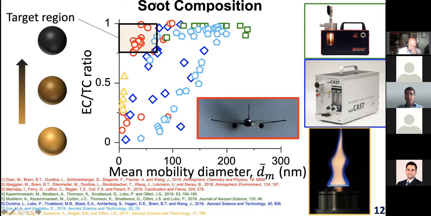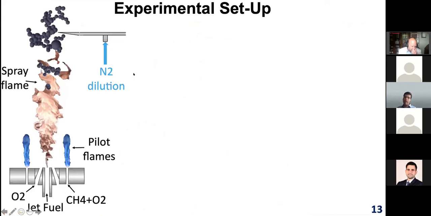So just for your reference, this is the target region that we would like to make particles in: particles with mobility diameters smaller than 70 nanometers, with elemental to total carbon ratios higher than 80%. So we thought, let's use a reactor where we can use the real fuel, the liquid fuel.